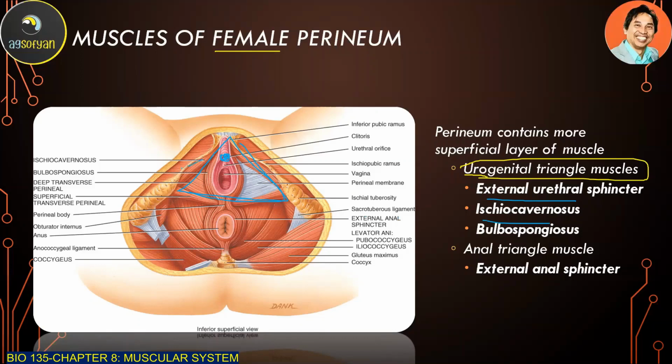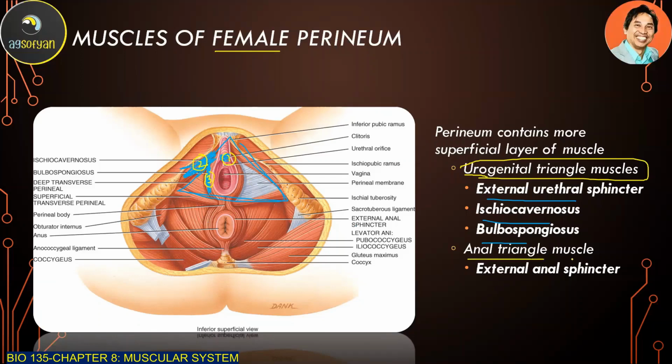Ischiocavernosus. This is going to be these muscles over here. Okay, and the bulbospongiosus muscles. It's going to be these muscles over here. Right? So we're going to give the numbers. Number 1 is here. Number 2 is these muscles. And number 3 is these muscles. Okay? And this is the top triangle, the urogenital triangle muscles.